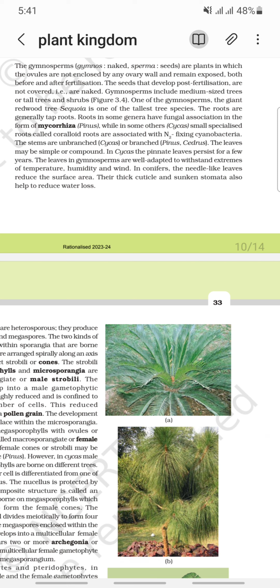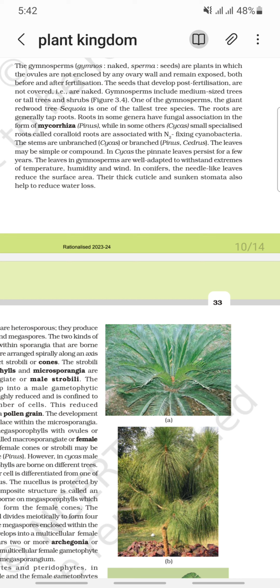The stems are unbranched in Cycas or branched in Pinus and Cedrus. The leaves may be simple or compound. In Cycas, the pinnate leaves persist for a few years. The leaves in gymnosperms are well adapted to withstand extremes of temperature, humidity, and wind.